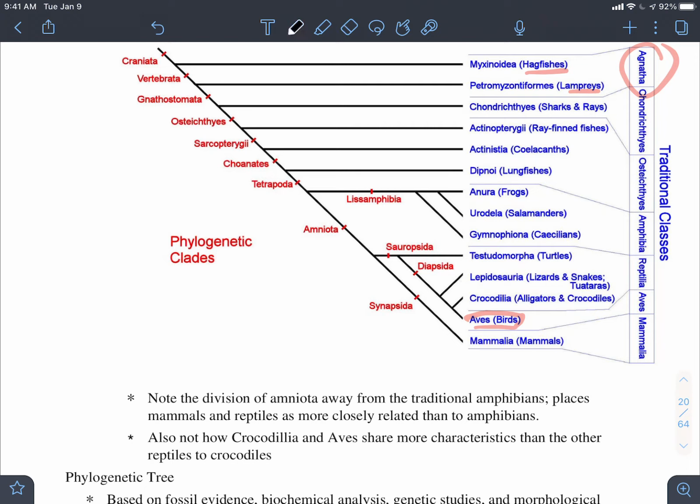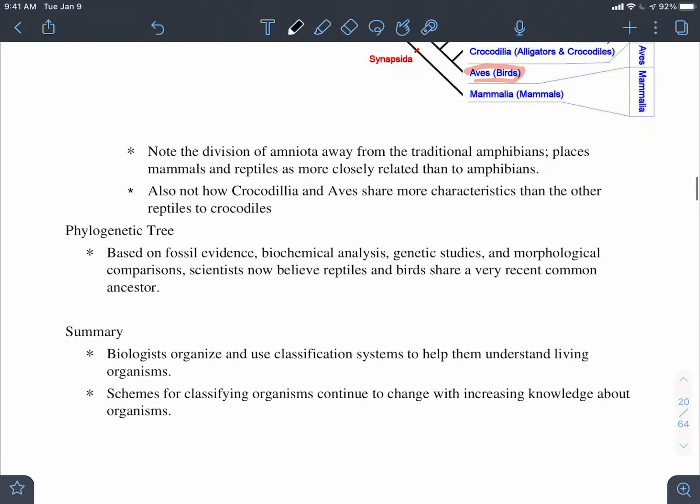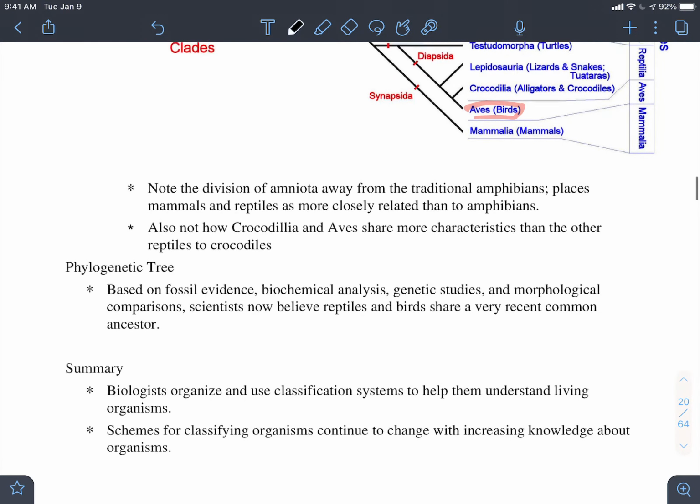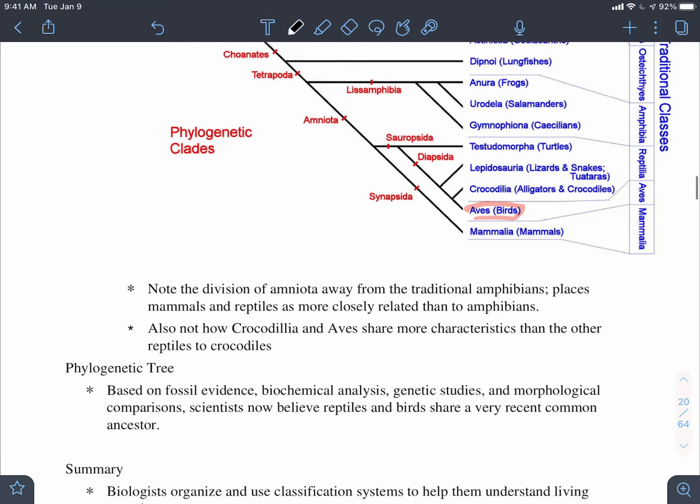And dinosaur fit in here somewhere. So that kind of gives you a timeline. Crocodiles and dinosaurs existed at the same time frame. So this difference here, this time is about 65 million years or so. So that's that idea there. So note the division of amniota away from the traditional amphibians.